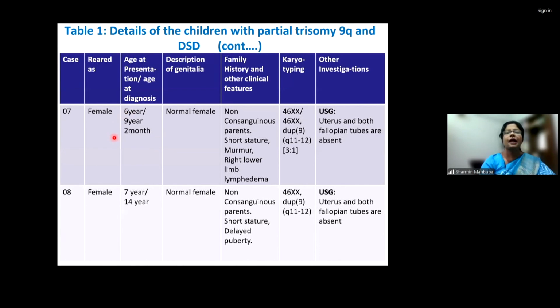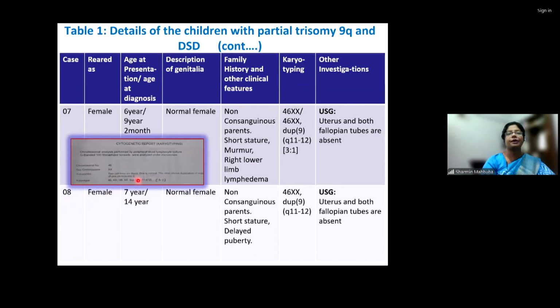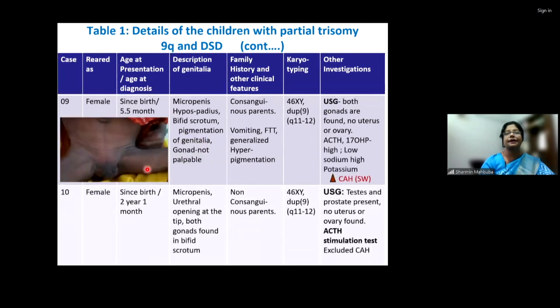Another two children having normal female genitalia both presented with short stature, and one of them had delayed puberty, and another one had lymphedema of the right lower limb. And unfortunately, ultrasonogram revealed absence of uterus and both fallopian tubes in both children. And here we can see the karyotyping report of one of those children.